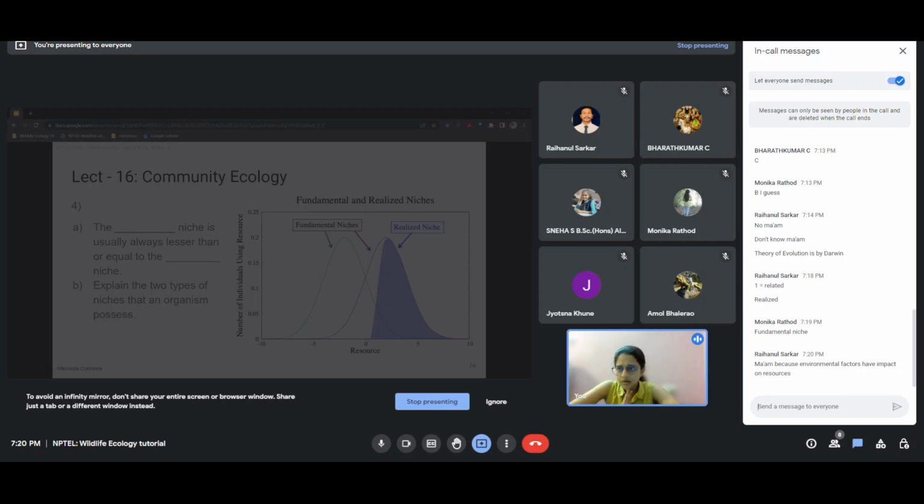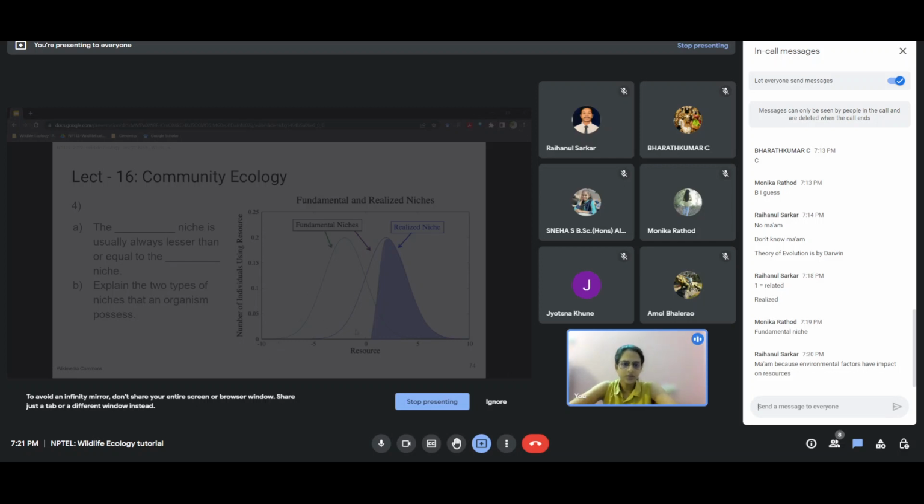Because environmental factors have an impact on the resource. Sure, yes, that is one reason why the fundamental niche is larger, and why the realized niche is smaller than the fundamental niche. Okay, so going back to the example, you have two species, right?